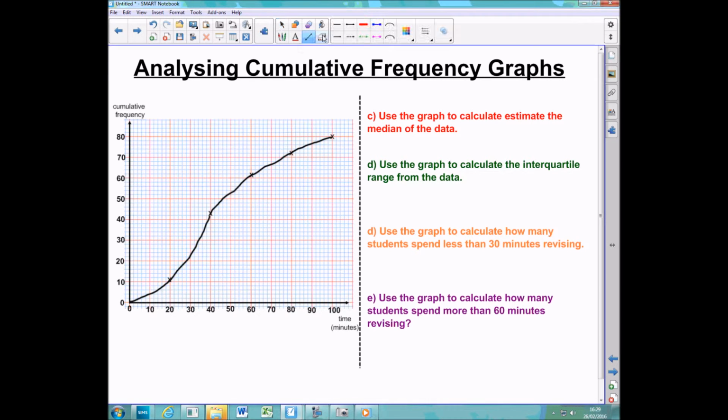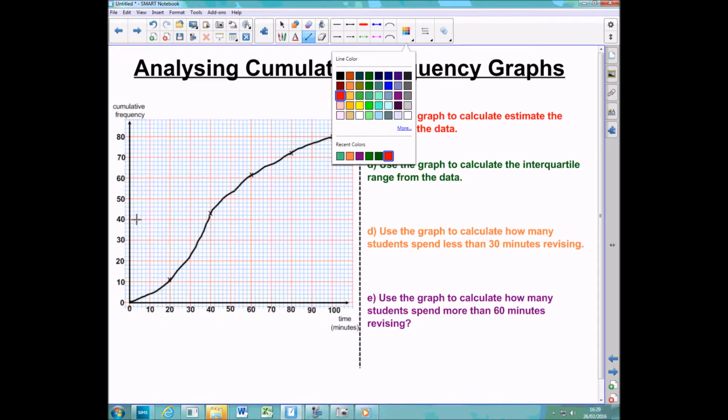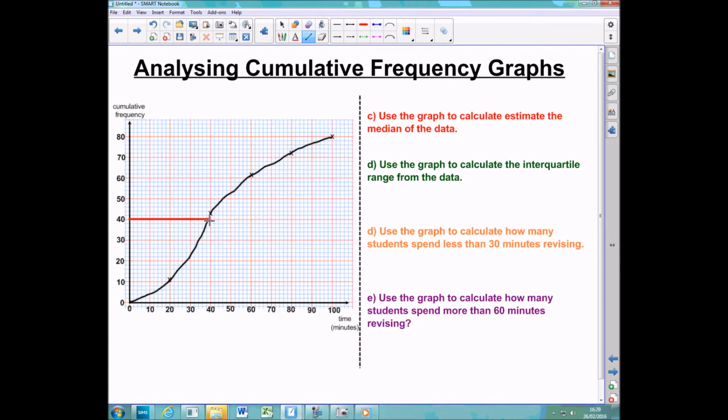So what I'm going to do is I'm going to draw a line from 40 across to my graph and down. Now as you can see, I'm going to be as accurate as possible by using straight lines here, so you would use a ruler. And you can see that my line goes through the number 39. So 39 would be my median.